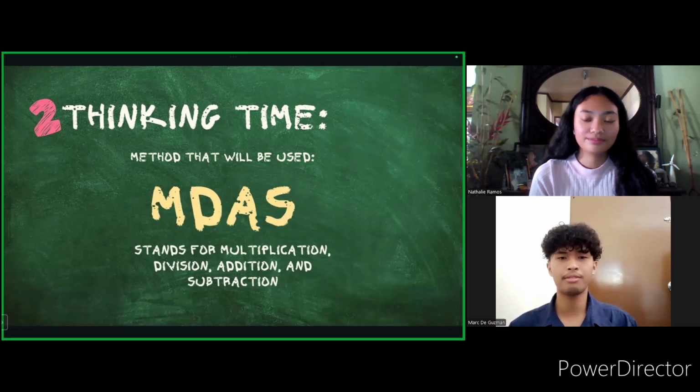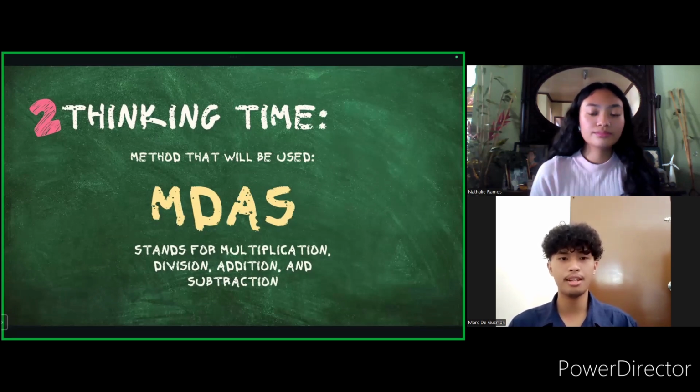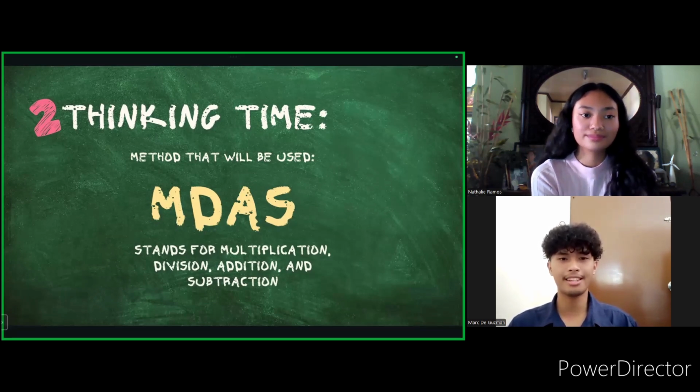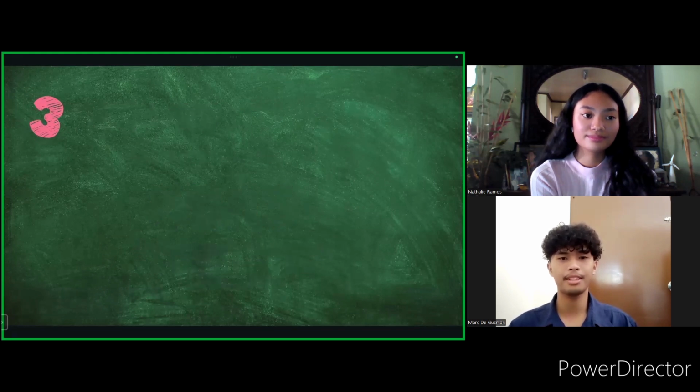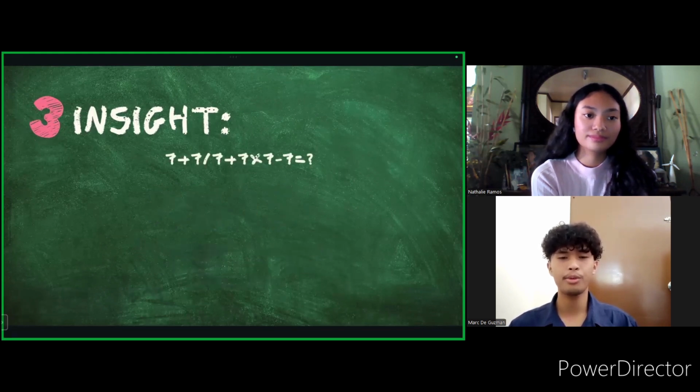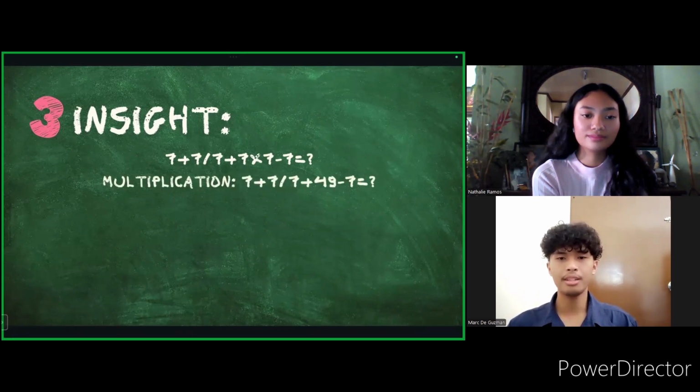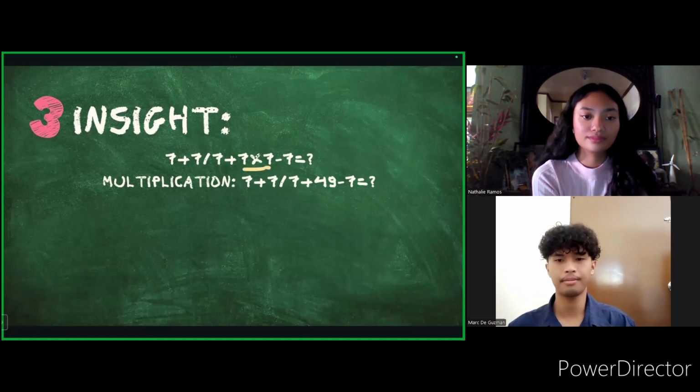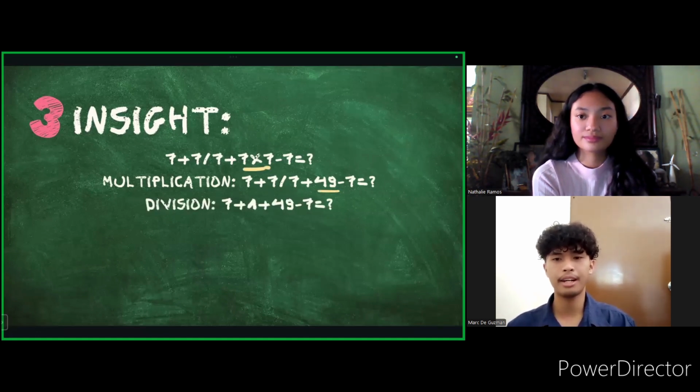Now that we have defined the method that we will use, we will now proceed to the next step, which is insight. We will now carry on the given method. 7 plus 7 divided by 7 plus 7 times 7 minus 7 is equal to. Firstly, we will need to get the product, which is 49. Secondly, we will divide 7 by 7, which we will get the quotient, number 1.